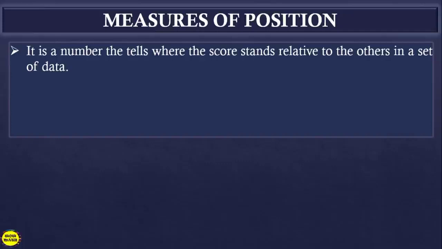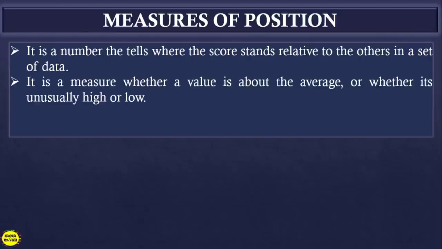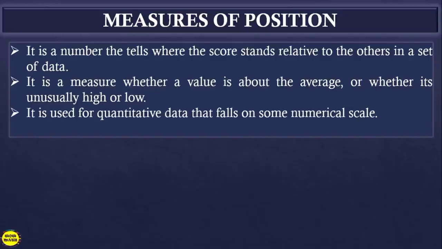Measures of position, it is a number that tells where the score stands relative to the others in a set of data. It is a measure whether a value is about the average or whether it's unusually high or low. It is used for quantitative data that falls on some numerical scale. It can be applied to ordinal variables. So when you say ordinal variables, it involves order and arrangement.